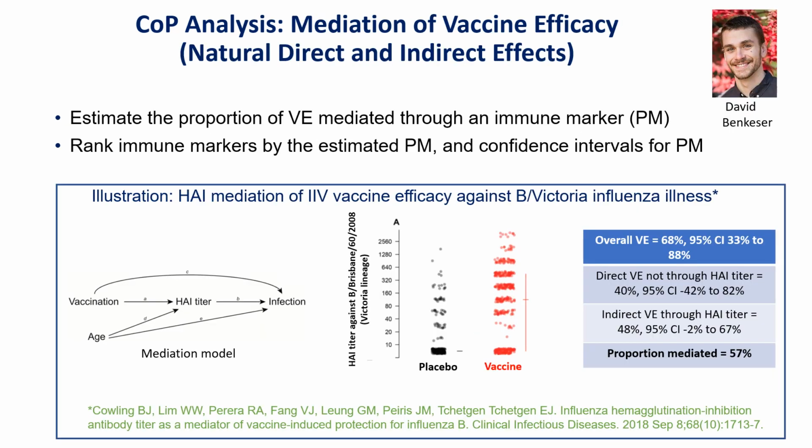And then there's classic mediation, which is about natural direct and indirect effects. This is kind of about causal pathway analysis, where for a given marker, we can estimate the proportion of the vaccine efficacy mediated through the marker. And then we can get an estimate of this proportion mediated for each of several markers, and that forms a criterion for ranking them. And these methods haven't been used much in vaccine trials, but they've started to be used, for example, for influenza. This is an analysis of HAI titer for mediating vaccine efficacy against the B. Victoria influenza illness. And in this analysis, Cowling et al., they found a proportion mediated of 57%.